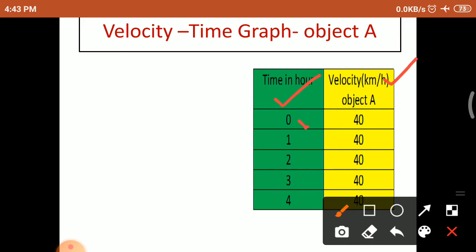When time is 0, the velocity is 40. When time is 1 hour, the velocity is 40. When time is 2 hours, the velocity is 40. When time is 3 hours, velocity is 40. When time is 4 hours, the velocity is 40.